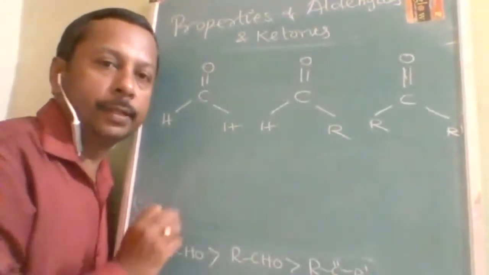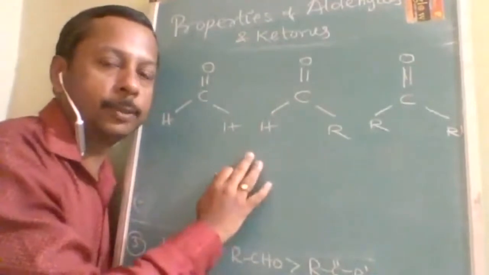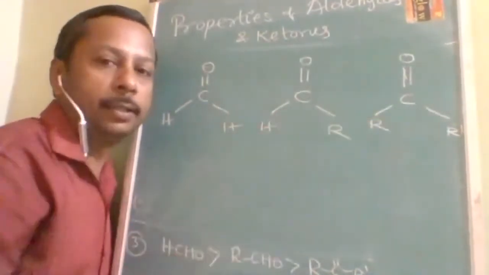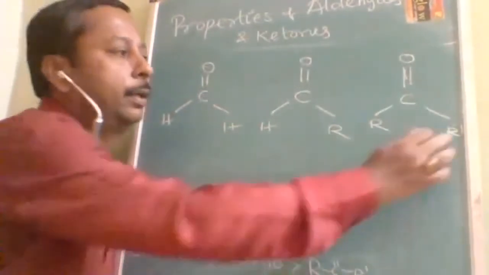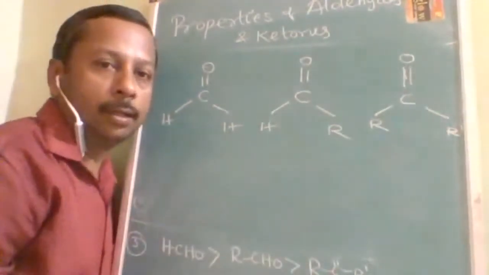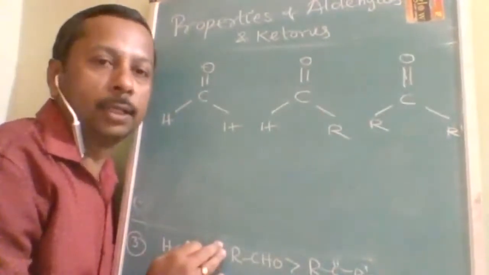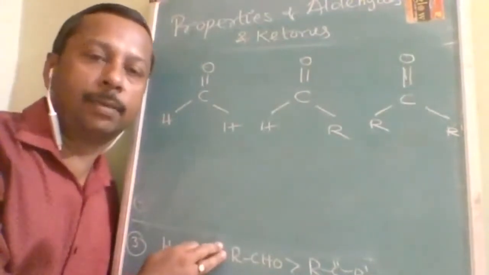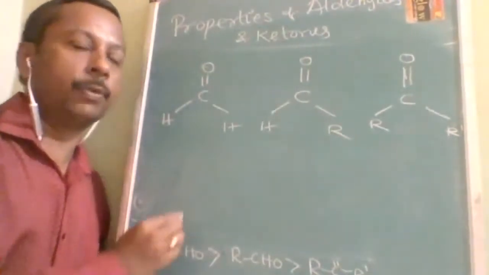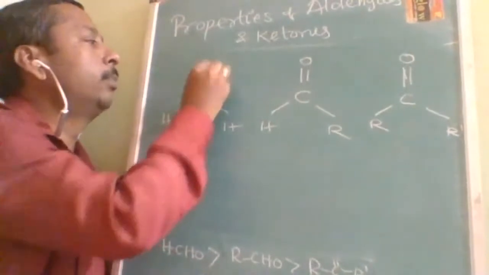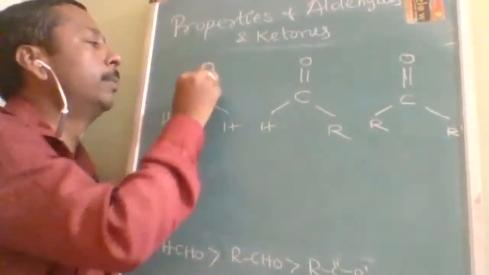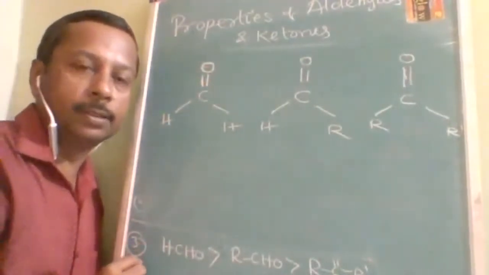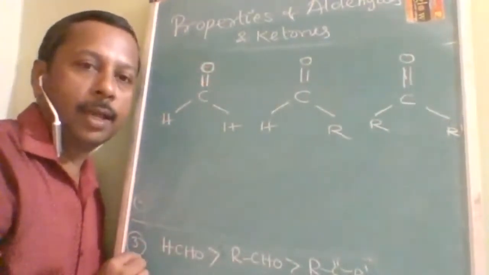For easiness, I have taken three different compounds. This is formaldehyde, this is any aldehyde other than formaldehyde, and this is a normal ketone. Here I am assuming an unsymmetrical ketone. Both alkyl groups are different, but they may be the same also, not a problem. If different is accepted, the same will also be accepted. The major reactive portion of this carbonyl compound is the pi bond between the carbon and oxygen.